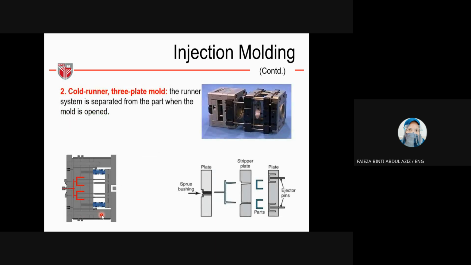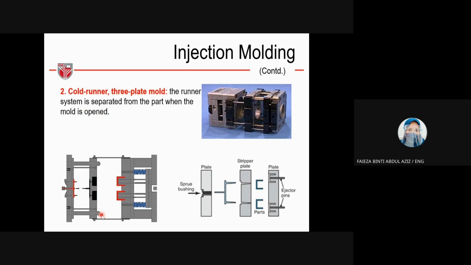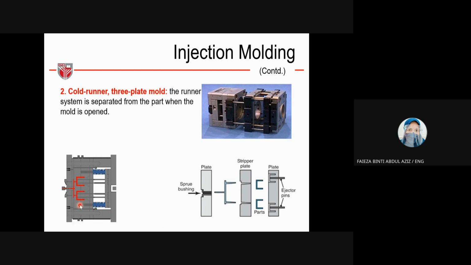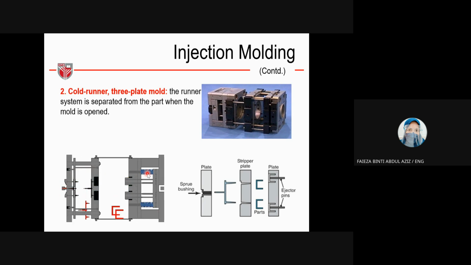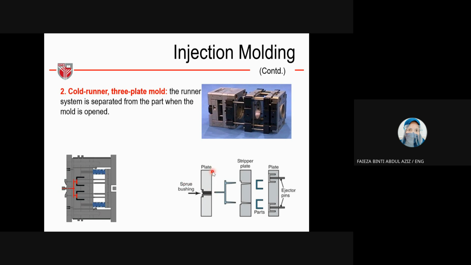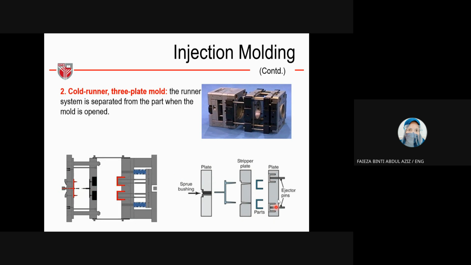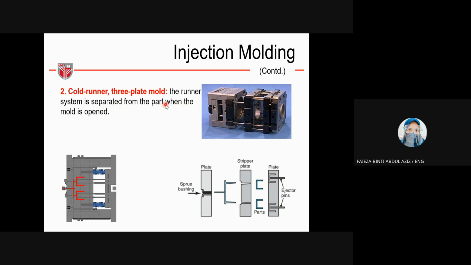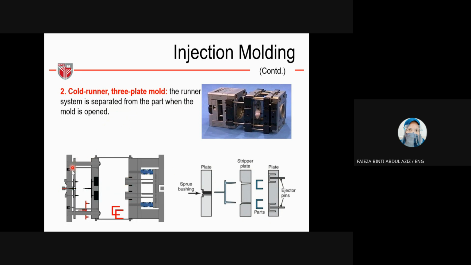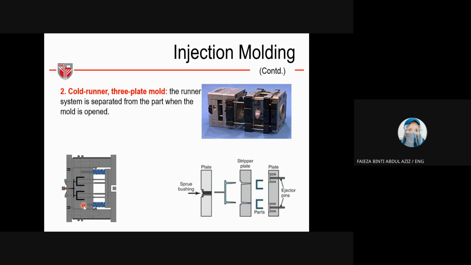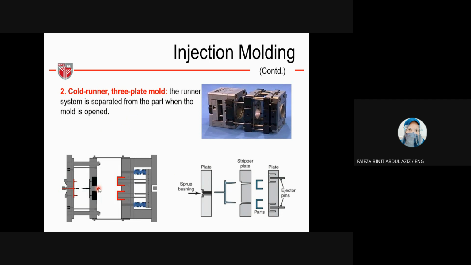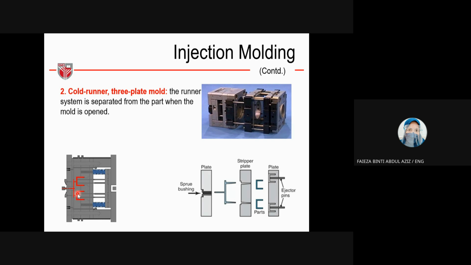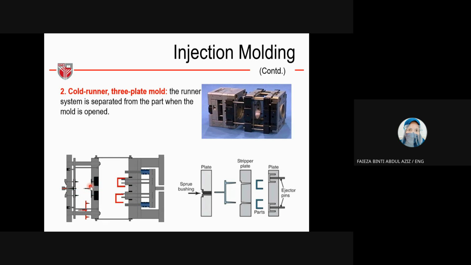The second one is the cold runner, three plate mold. Just now was the cold runner, two plate, and this is the cold runner, three plate mold. Here you can see plates 1, 2, and 3. The runner system is separated from the part when the mold is open. As you can see here, the runner is separated. This one is the component here, and the runner here is separated. The runner stays in the middle.